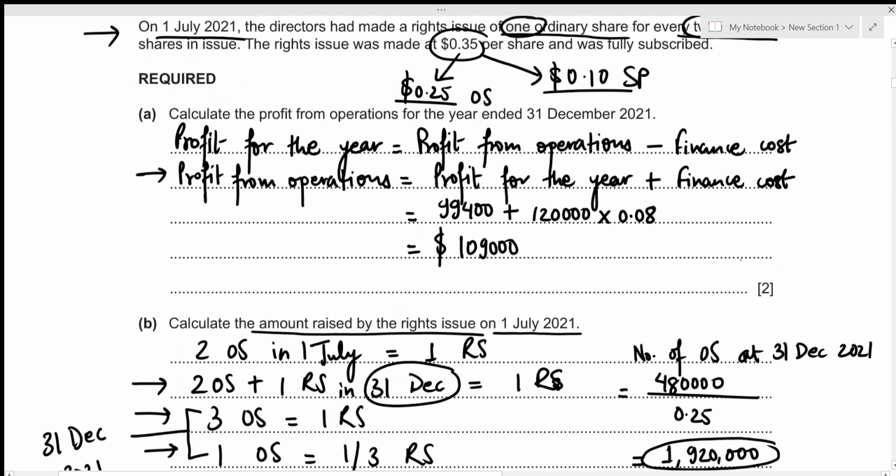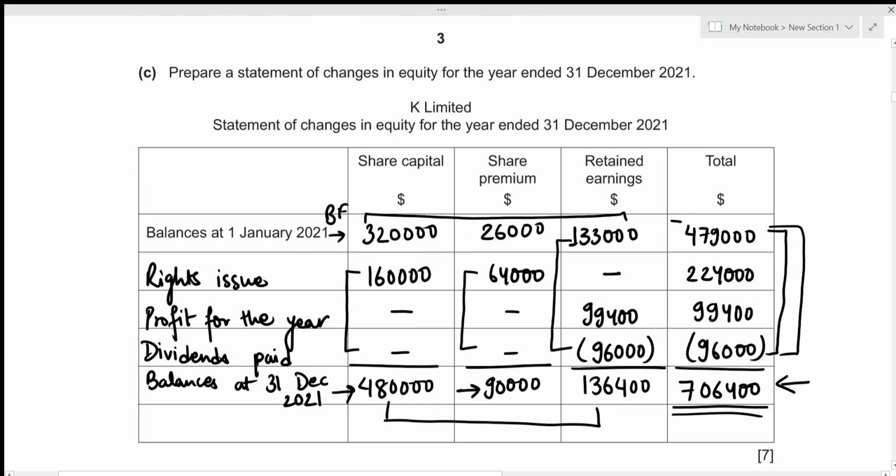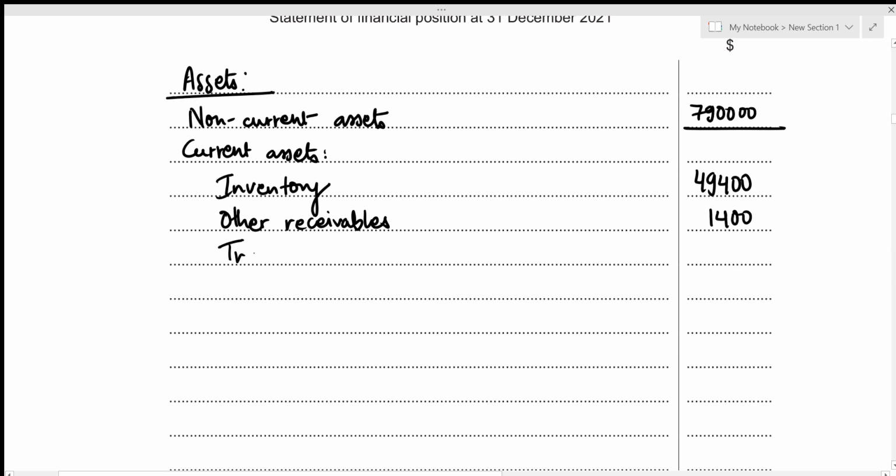Okay, then we have trade receivables amounting to the value of 18,900. Let's record this in our statement of financial position. Trade receivables. And this was at the value of 18,900. And this concludes our current assets section.